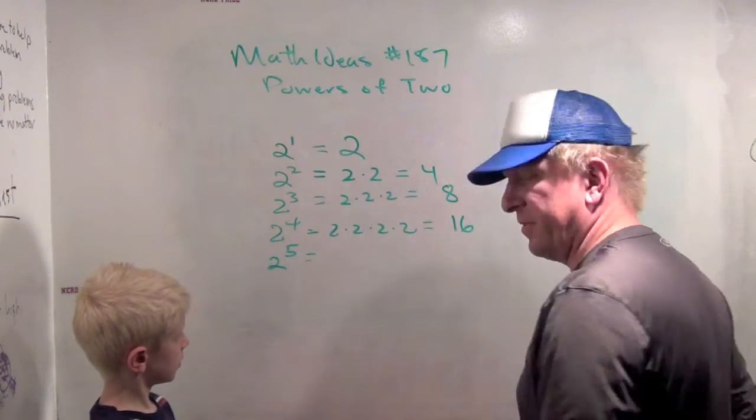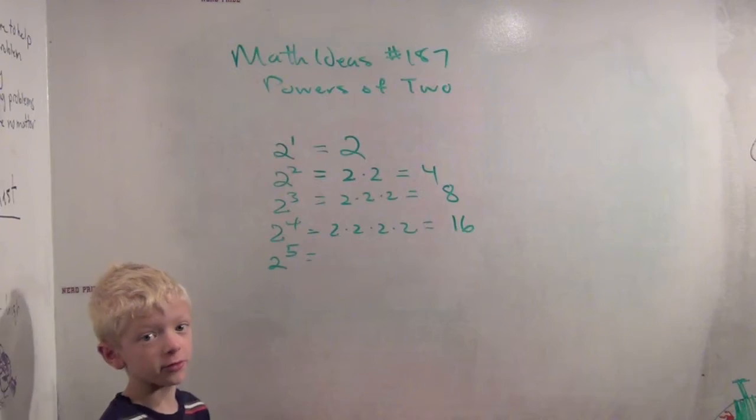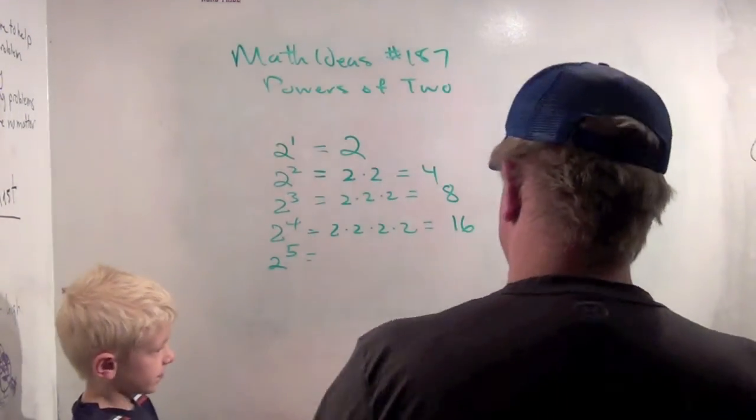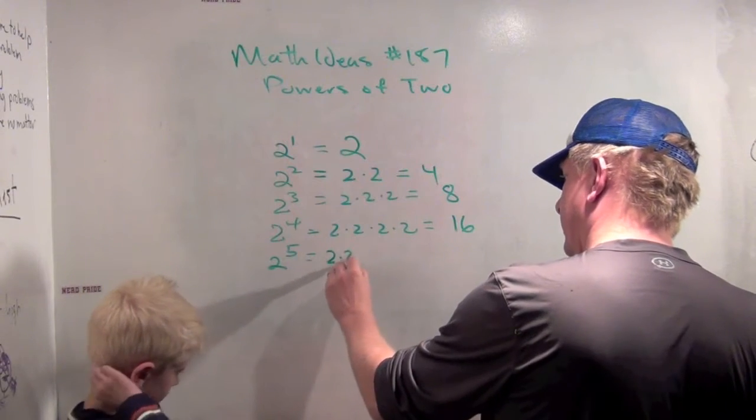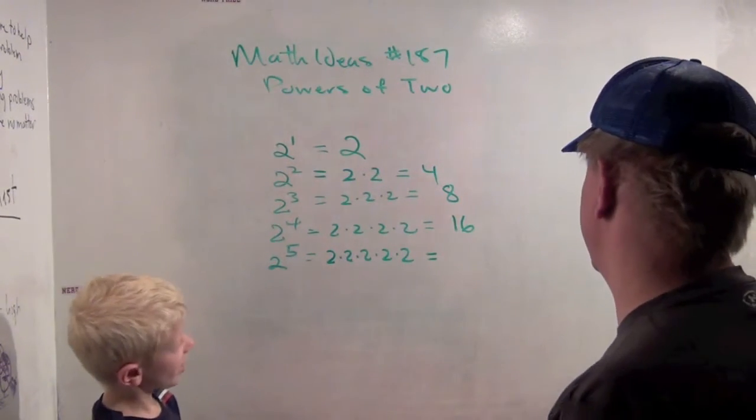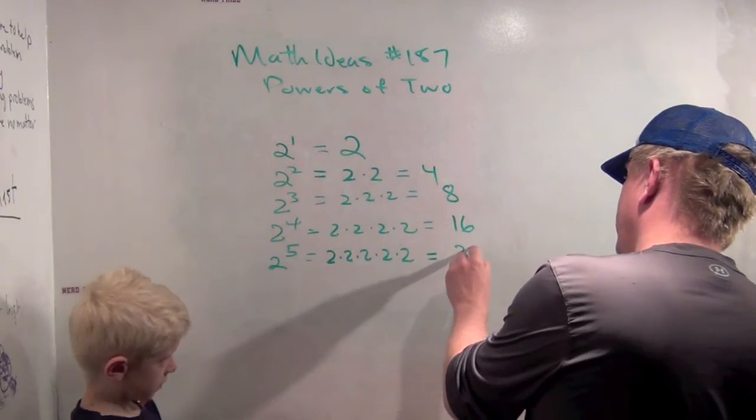What do you think 2 to the 5th means? That's 2 times 2 times 2 times 2 times 2. How many times is that? 5. Very good. 2 times 2 times 2 times 2 times 2. What do you think that is? That is 32. Awesome job.